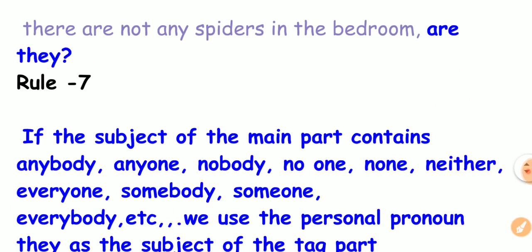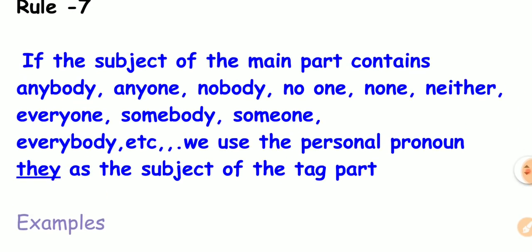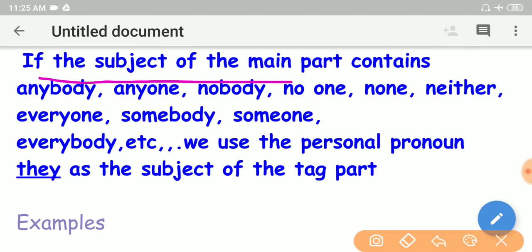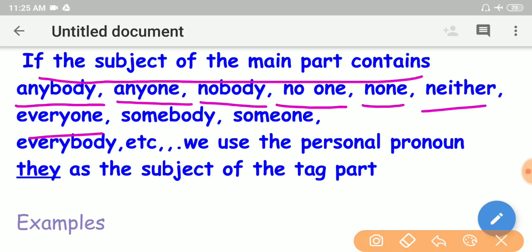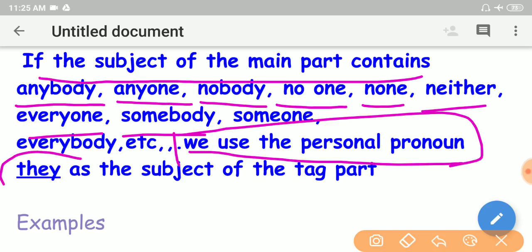So like that, what does rule number 7 show? If the subject of the main part contains anybody, anyone, nobody, no one, none, neither, everyone, either, somebody, everybody, etc., we use the personal pronoun. Keep this, my dear friends. We use the personal pronoun they. They should be used if the subject of the main sentence begins with anybody, anyone, nobody, nothing, etc.